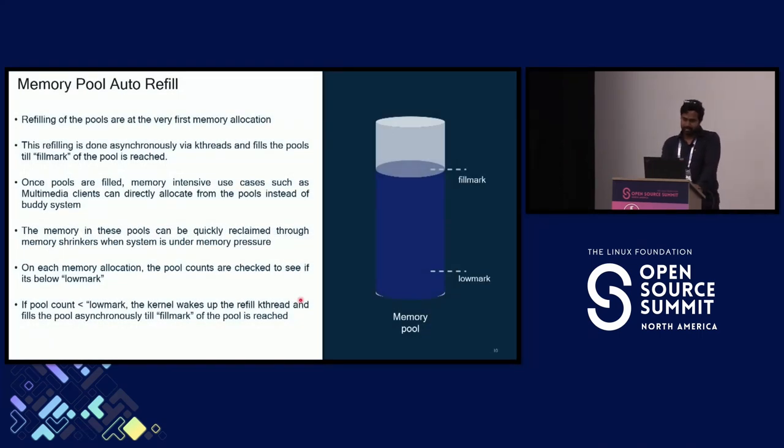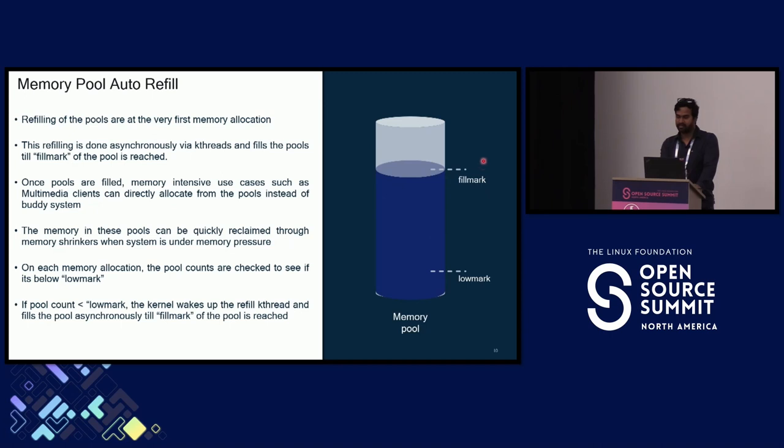If you see on the right, I have this generic memory pool, and I put some markers called the fill mark and the low mark. And then I tell the kernel that if the memory is below the low mark, if the memory is getting depleted and being used for the use case, the kernel will find it, and it will automatically kick in the refill kthreads, and start refilling this pool. And it will refill the pool until this fill mark has been reached.